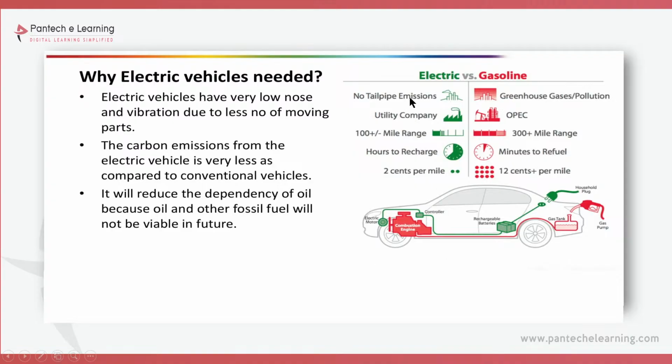There is no tailpipe emission, meaning no emission while running the vehicle. But when using petrol or diesel, we have pollution, the NOx emissions. We can get electricity from the charging station through a utility company, whereas for petrol we have to buy petroleum from abroad.